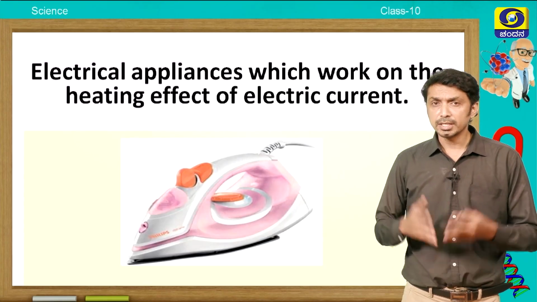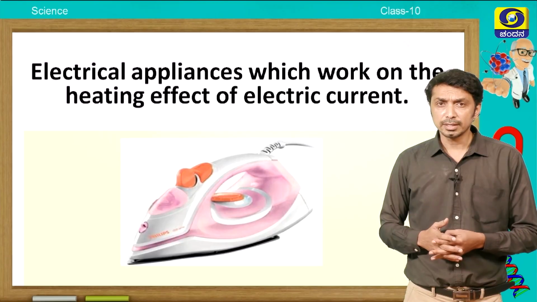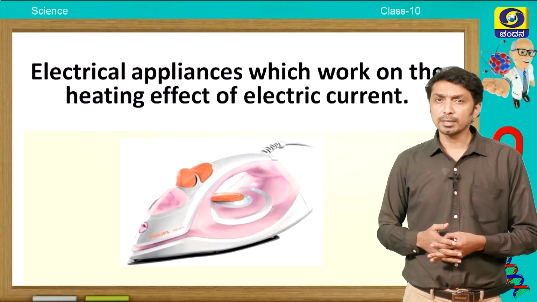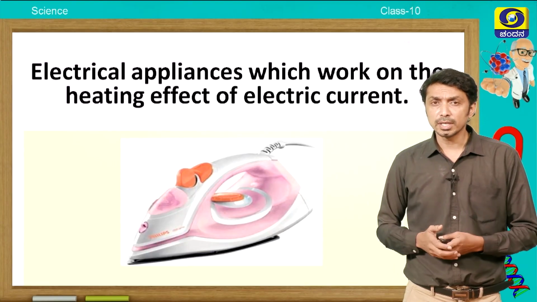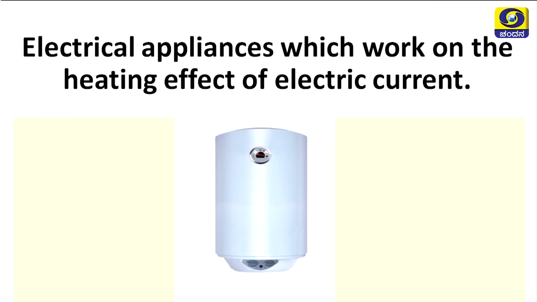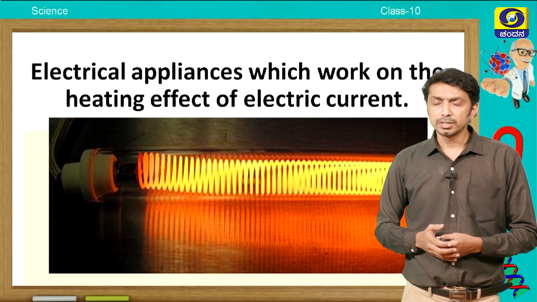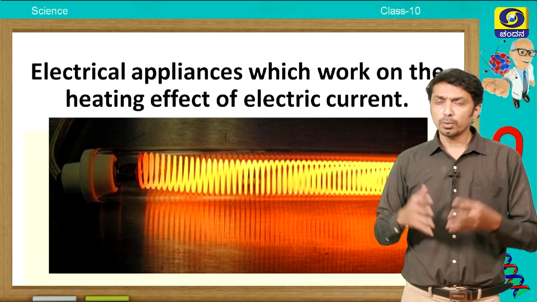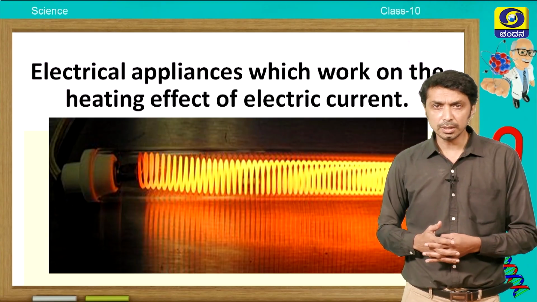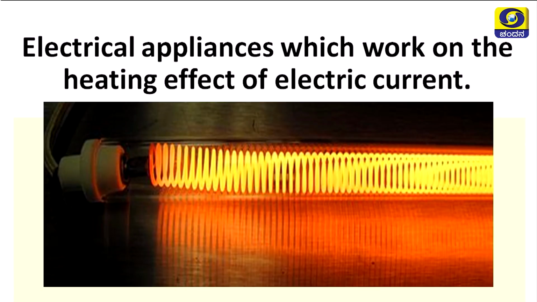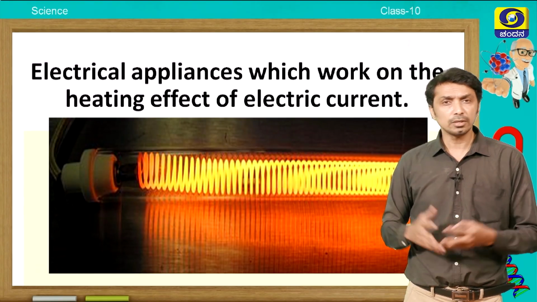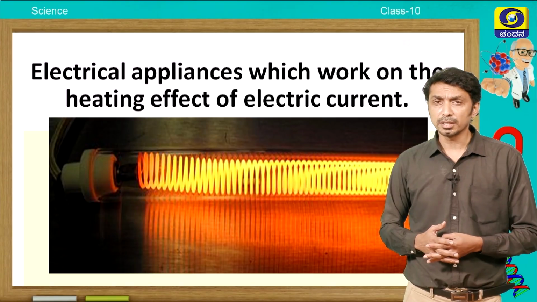So children, just now you had a look at that activity. Can you name any more electrical appliances which work on this heating effect of electric current? Yes, what is this? This is an electrical heater. So children, what is the reason that these electrical appliances produce more heat, whereas the other electrical appliances like television or fan do not produce that much amount of heat? What is the reason here?